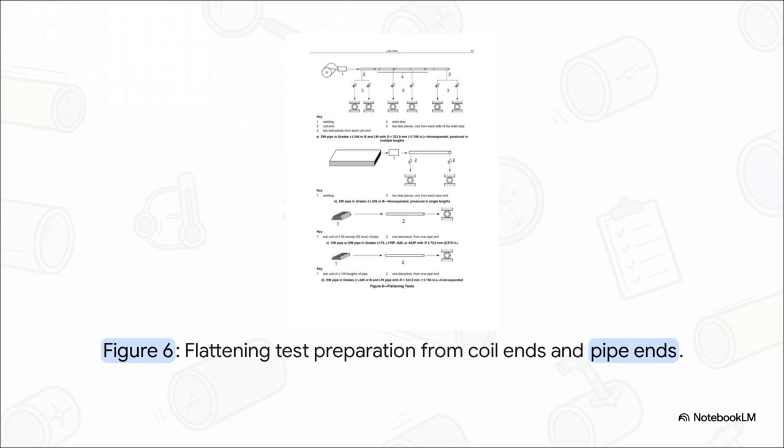Now, if you are conducting flattening tests, your sample prep kind of branches out. It depends on whether you are dealing with multiple lengths of pipe from a continuous coil, single lengths, or specific grades. If you're pulling from a continuous coil, you're grabbing pieces from the coil ends and the weld stops. But if it's single, non-expanded lengths, you grab pieces from each pipe end. It's smart because the standard perfectly adapts the preparation to the actual reality of the manufacturing line.